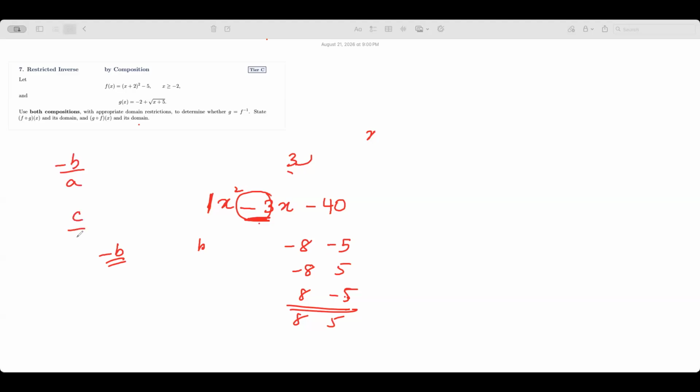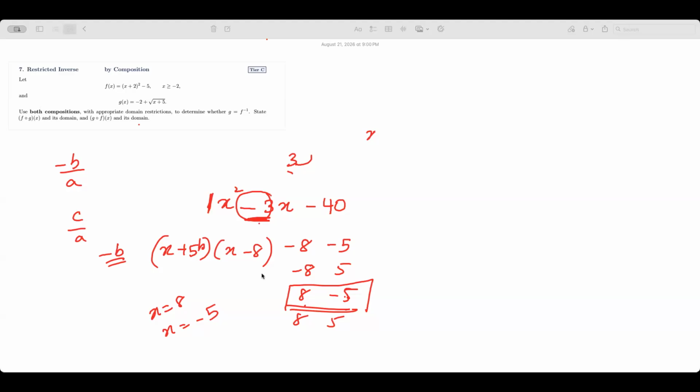Ma'am, but if we do minus 5 plus 8, wouldn't it result in 3? Yes, minus 5 plus 8 is 3. But we have a negative 3 over here though. What is the answer to this one? The answer they gave us was x minus 8 and x plus 5. Correct. The roots are x equal to 8 and x equal to minus 5, so when you write it in factor form, it will be x plus 5 and x minus 8. Oh, so we flip the signs?